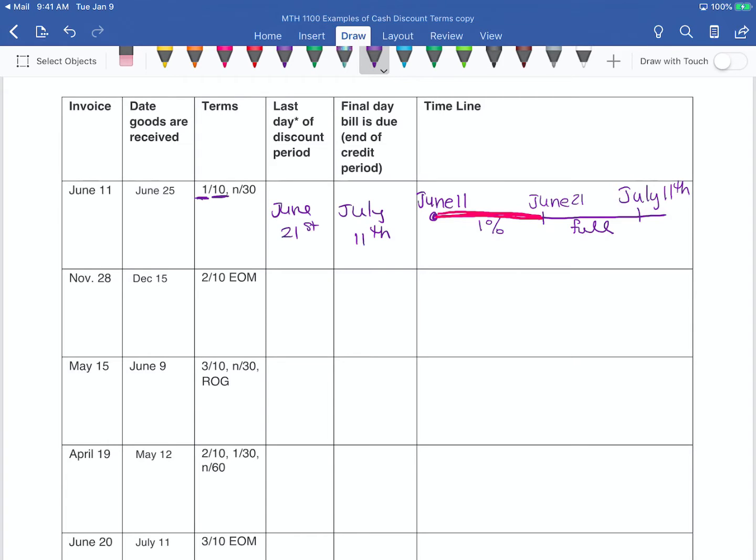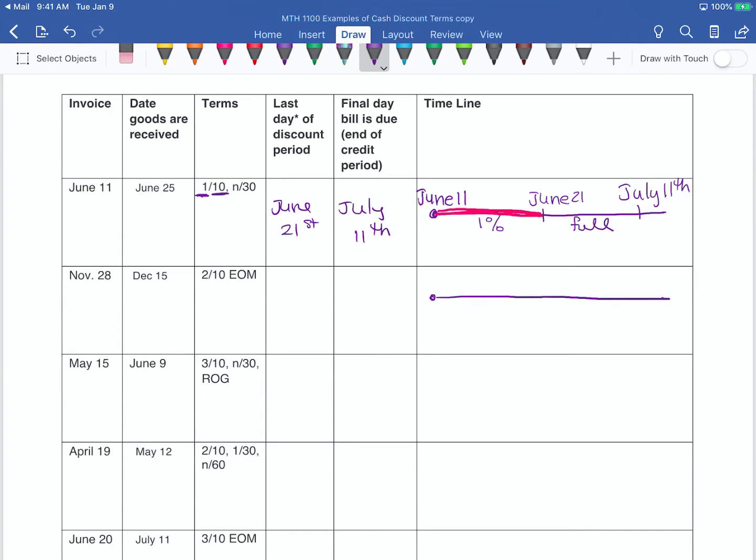The next example says the invoice date is November 28th. The date that the goods are received is December 15th, and the terms are 2/10 end of month. Because it doesn't say ROG, I know I'm going to start on my invoice date. So if I start on the invoice date, I'm going to start at November 28th.